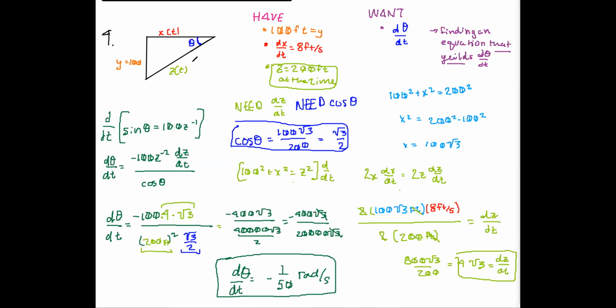Okay, so number 5: water is flowing at a rate of 5 meters cubed per minute into a tank. The tank is a cone with an altitude of 20 meters, a base radius of 10 meters, and the vertex is pointed down. How fast is the water rising at the time that it is 8 meters deep?